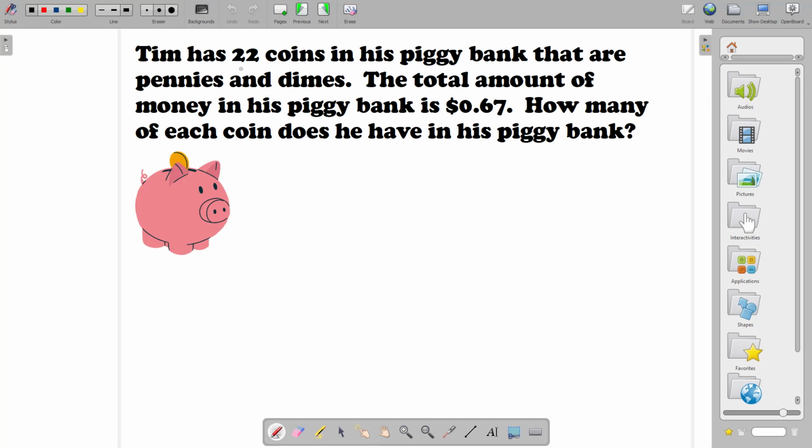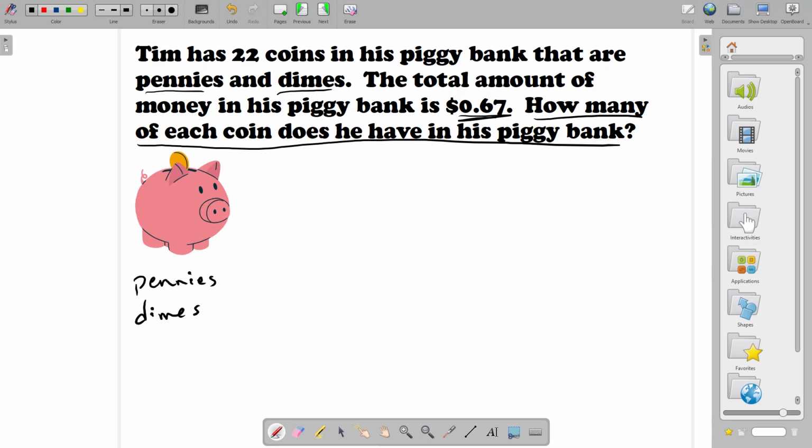It says Tim has 22 coins in his piggy bank that are pennies and dimes. So we have pennies and dimes inside the piggy bank. The total amount of money in his piggy bank is 67 cents. We want to know how many of each coin he has. So we need to know the number of pennies and the number of dimes. That's what we're looking for.